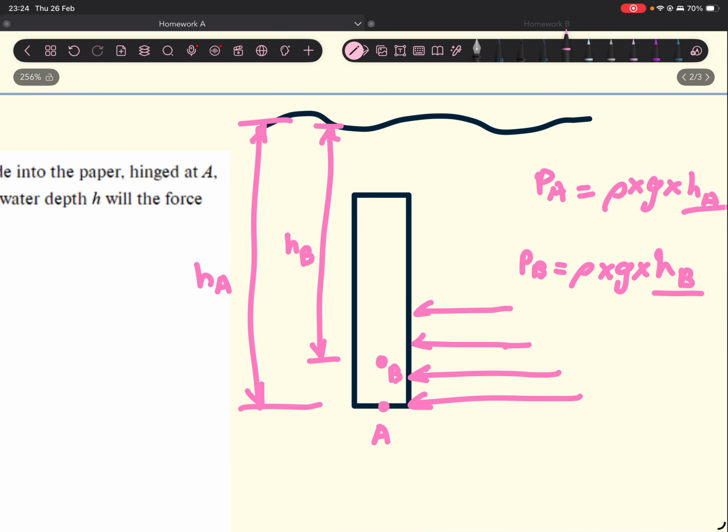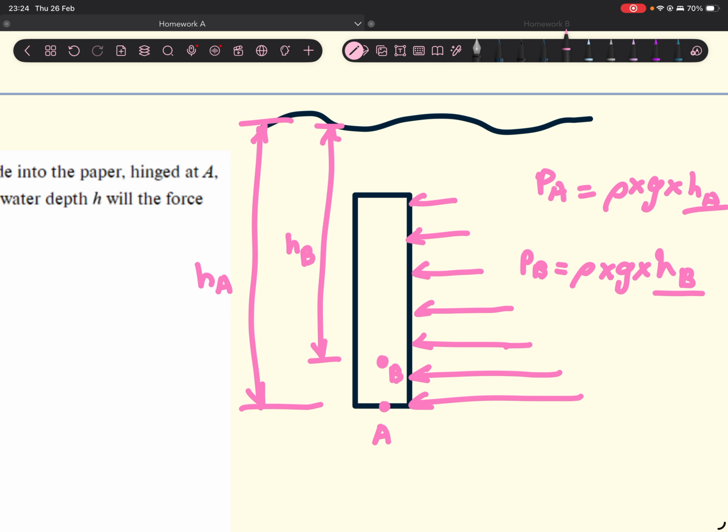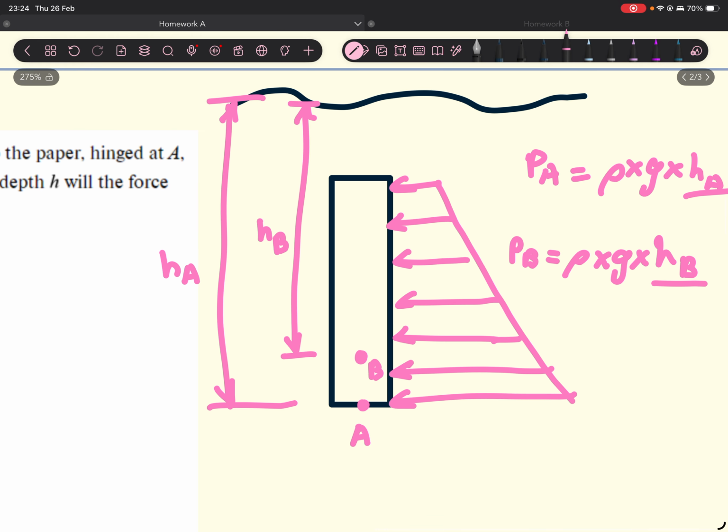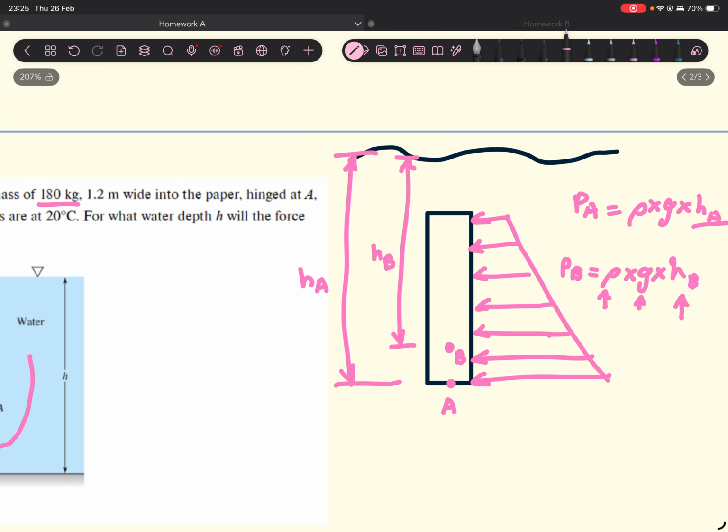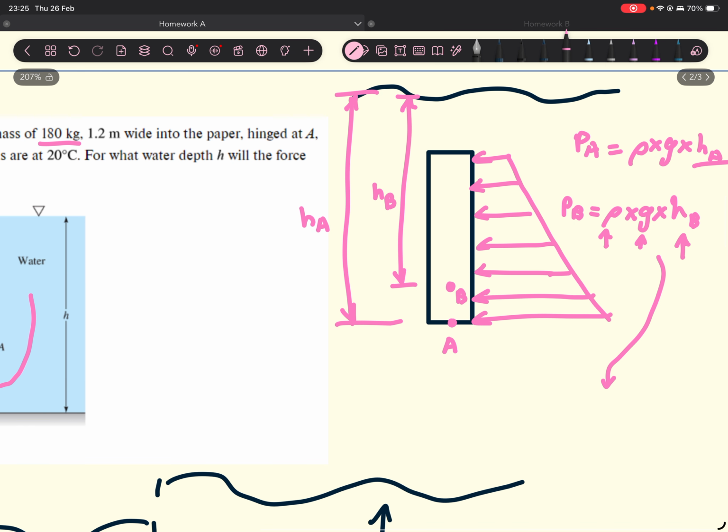So your pressure is a function of density, gravity, and height, right? But you'll notice that your density remains constant because we're assuming no temperature changes and all of that stuff. And then gravitational acceleration obviously remains constant. The only thing that's changing is your height, right? And this is basically the equation of a straight line.